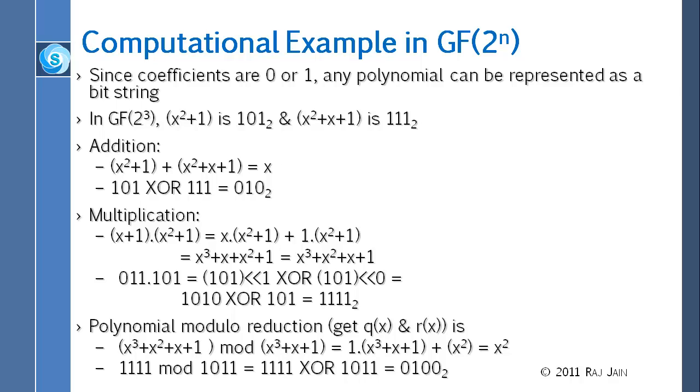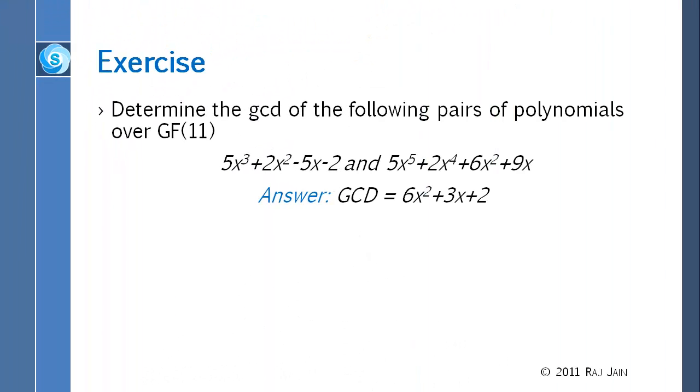All right, so this is all clear, right? How to do multiplication, division, and all that. All right, so this is your homework. Determine the GCD of the following pairs of polynomials. So you have to find the greatest common divisor of these two in GF(11). Basically, the numbers cannot be more than 11, so that means 11 is 0, and the rest of the rules we talked about.